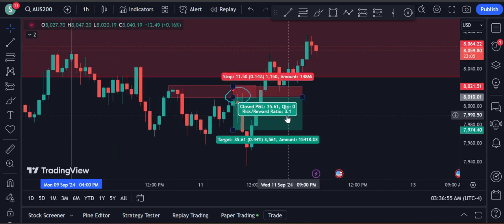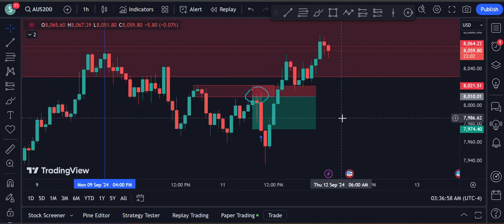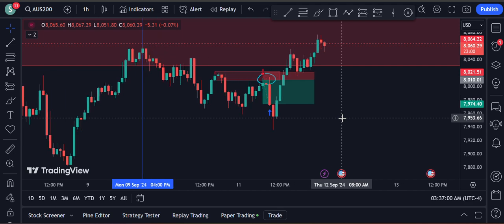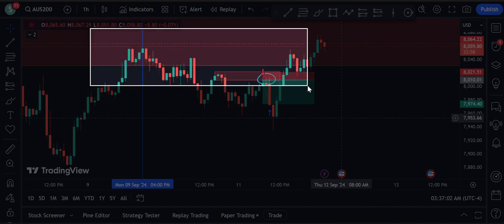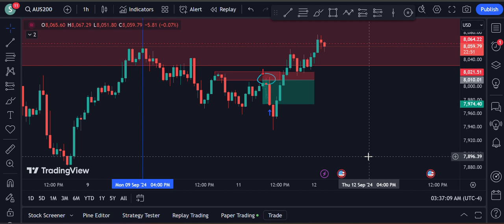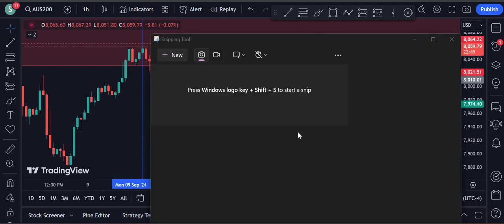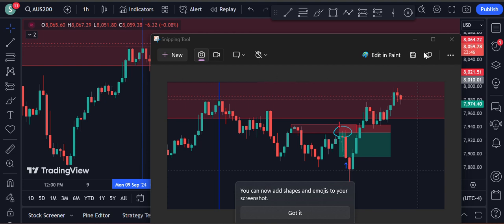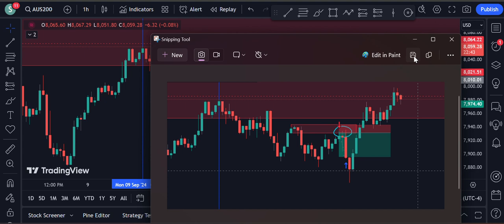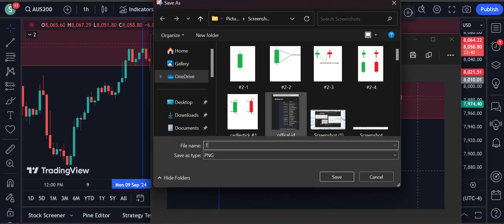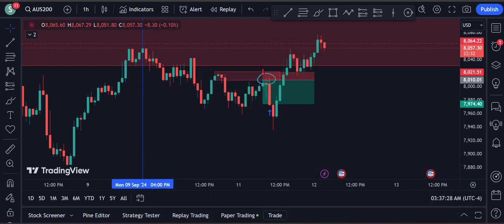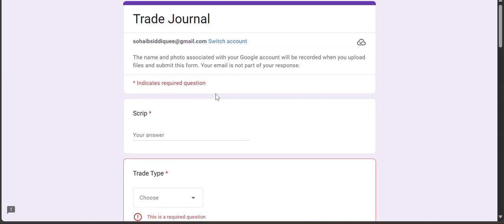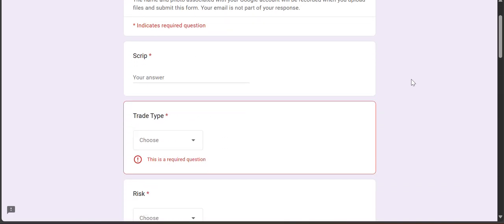So we are good. We have taken a 3:1 risk to reward ratio, and what I'll be doing is taking a screenshot of this. I'll be saving this as Trade 1. I'll be closing this, then I'll be journaling this in front of you. So let's get started.